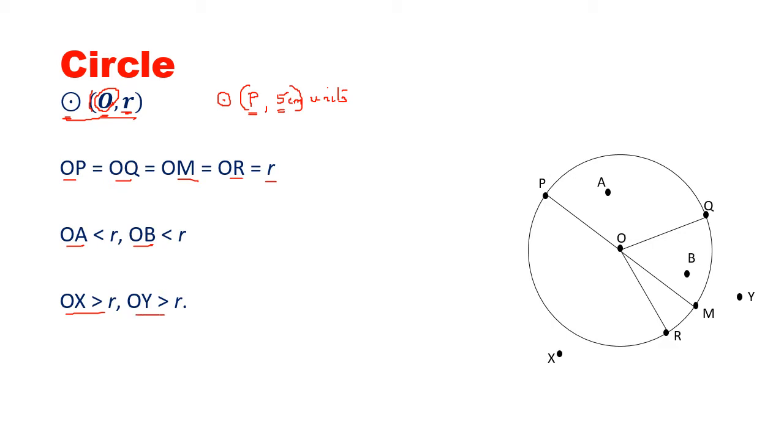Check. For all the points which lie on the circle, the distance from the center is equal to R. For the points which lie inside the circle, the distance is less than R. For the points which lie outside the circle, the distance is greater than R. So we have got the points on the circle, points in the interior of the circle, and points on the exterior of the circle.